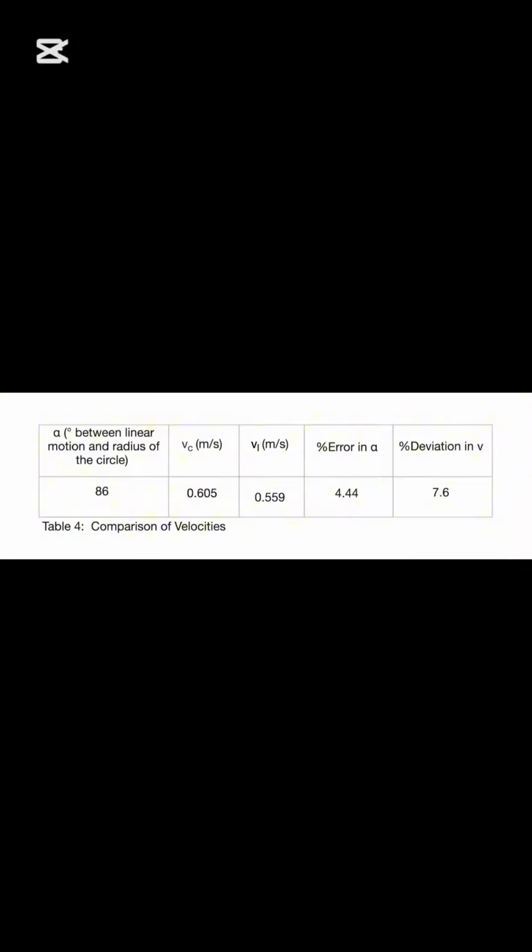Even though Newton's laws predict the speed should remain constant, when I compared the velocities of circular and linear motions, I found an approximately 7.6% deviation in the speed and a 4.44% error in the angle between the radius and the linear path, which theoretically should be 90 degrees. These deviations from the theoretical values resulted mainly from the measurement uncertainties and imperfections in the setup.